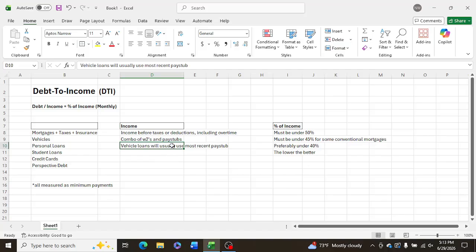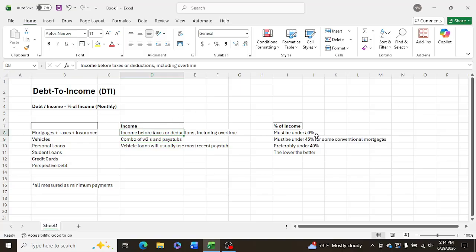But for mortgages, when you go in, you're going to have to bring in two years' worth of W-2s and your two most recent pay stubs. Your income is probably going to be decided based on a combination of W-2s and pay stubs. It's hard to say exactly what it would be, but it is before taxes or deductions, and it includes things like overtime.